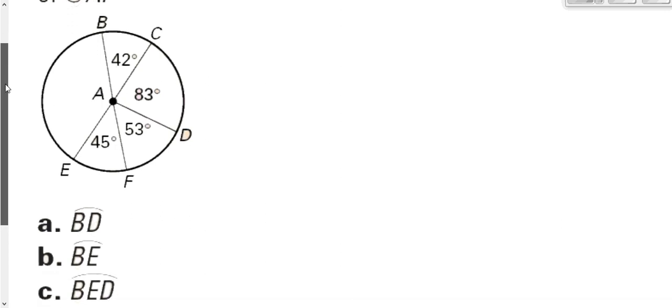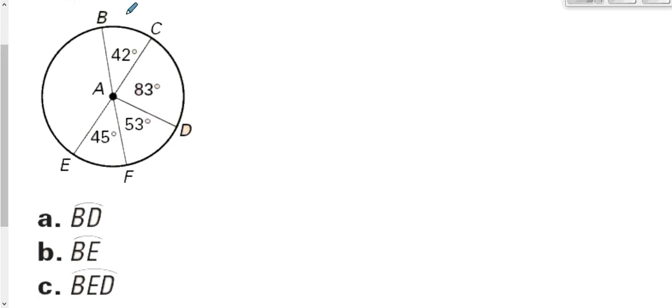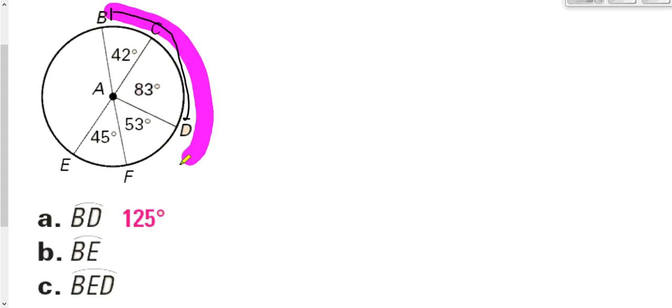So A is in the center, so I have some central angles here. So BD, once again from B all the way over to D. Alright, so I'm going to add those two together. So 83 and 42 added together should come out to be 125. If I go BE, I'm not going to continue to go this way that I'm drawing.